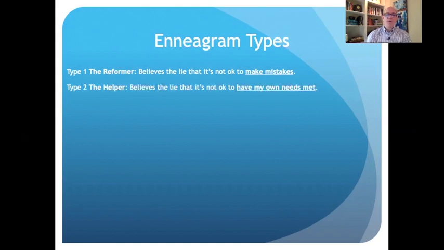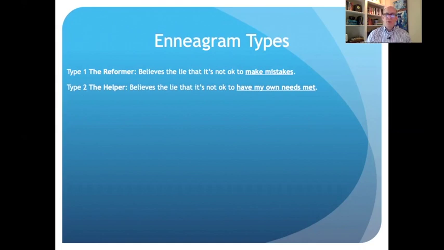Type 2 is the helper: caring, generous, demonstrative, people-pleasing, and possessive. Similar to the DISC, there's none of these that are good or bad. These are just descriptors of you. So the more you know about this, the more you can be aware of the positives and negatives of your individual type and to be aware of that when it's going bad on you.